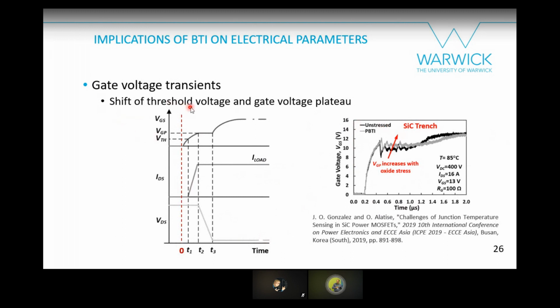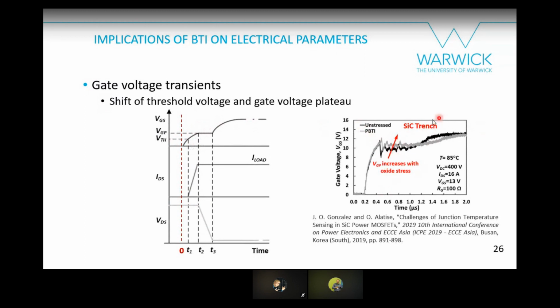There's a shift of the threshold voltage, and that leads to a shift also of the gate voltage plateau. Let's refresh a bit the transient to see what the threshold voltage and the plateau are. This is just related to the turn on transient. So the threshold voltage is when you have current, and the plateau is the voltage where the drain source voltage decreases and when you have reached the load current. So if the threshold voltage shifts down, the plateau shifts down. If the threshold voltage shifts up, this is PBTI, the gate plateau is going to shift up.